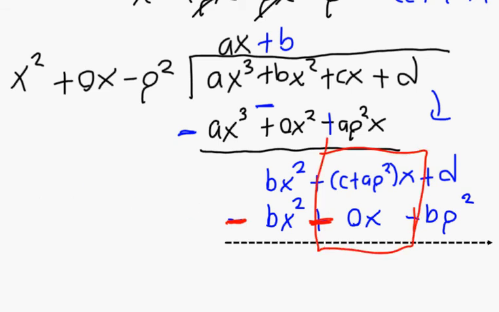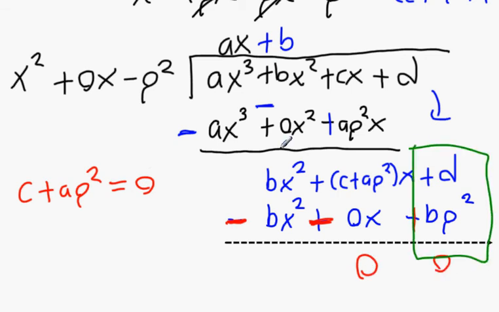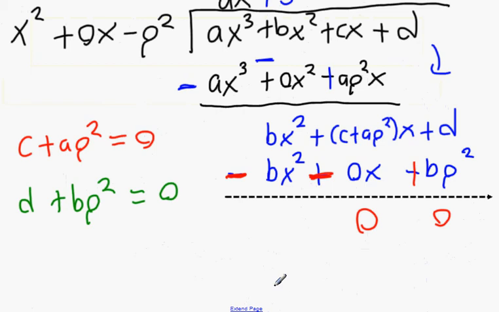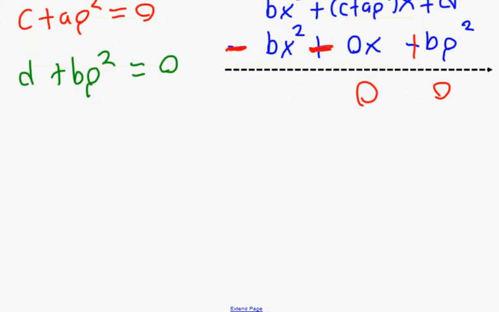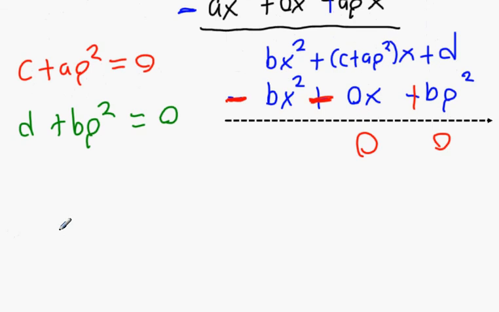This equation here is going to be c plus ap squared equals 0, because it has to turn to 0. The other equation, which is this one here, is going to turn into d plus bp squared equals 0. We look at what you're proving. I want to prove that BC equals AD. In BC equals AD, there's only one letter missing. What's the letter missing? P. This is a clear indication that in both your equations you get P on its own, and then you use the two equations against each other.